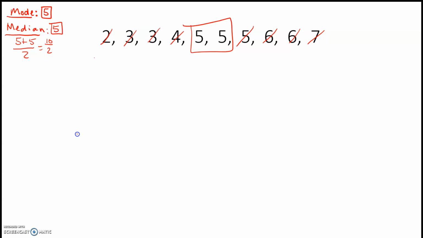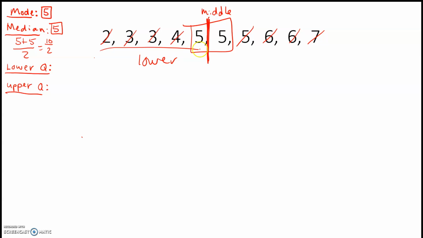Okay, now we have to do your lower quartile and the upper quartile. Since there's 2 in the middle, you don't cross that one out. You actually use both of them now. This is going to be your lower side, and you include that 5 that was in the middle. And this is your upper side, and again you include that 5 that's in the middle.